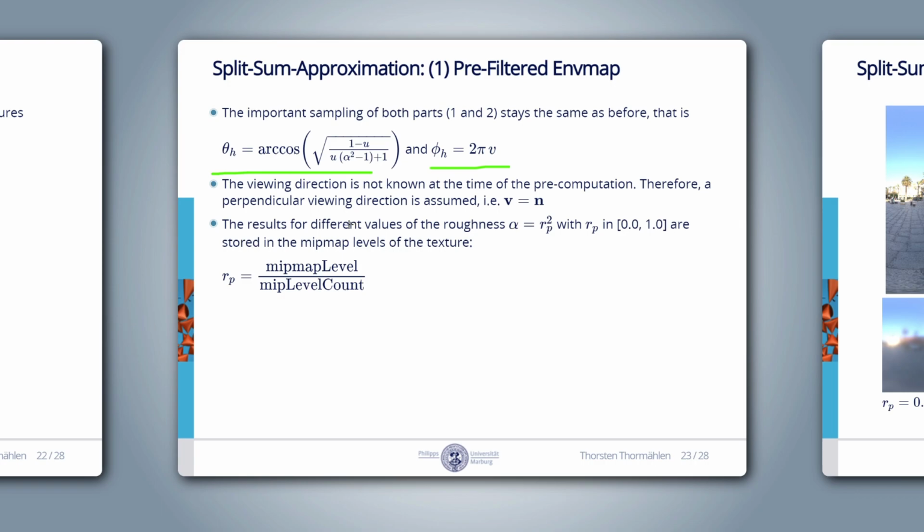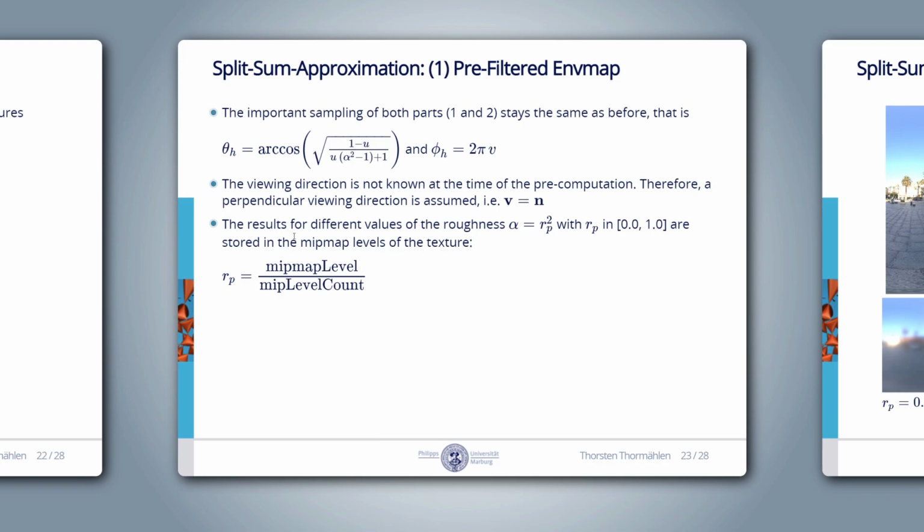When we compute T1, the viewing direction is not known at the time of the pre-computation. Therefore, a perpendicular viewing direction is assumed, which means the view direction v is set to the direction of the surface normal n. This is the next systematic error that is introduced. Because we chose a perpendicular viewing direction here, this error is the largest for grazing viewing angles.